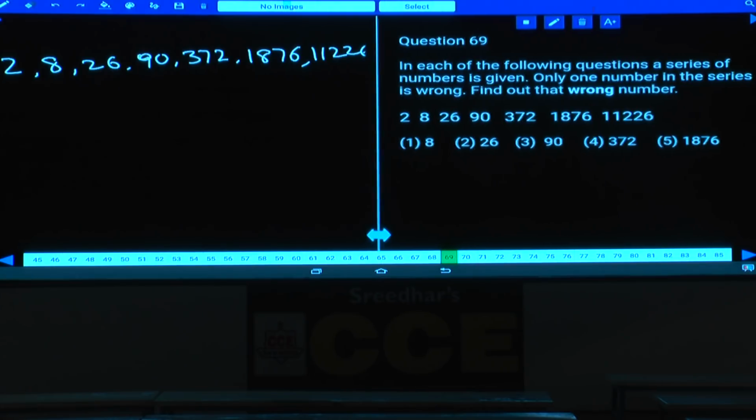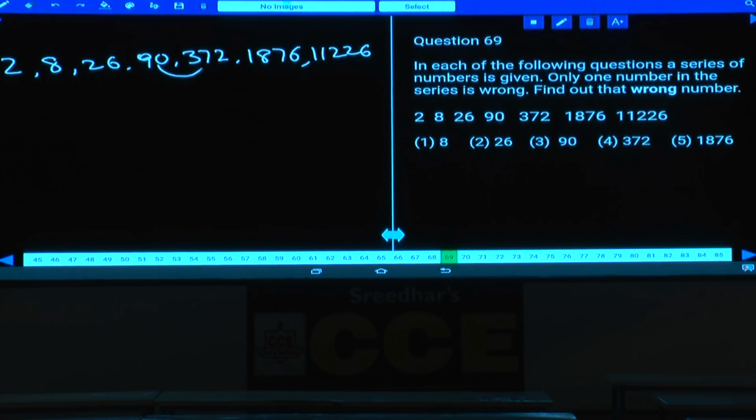Now if you observe the combination, 90 and 372, what is the relation between these two? It is nearer to 4. 90 into 4 is 360. 360 plus how much? 360 plus 12 is 372. Then 26 and 90. Now 26 into 3 is how much? 78. 78 plus 12. Then 8 and 26. 8 into 2 is 16. 16 plus 10 is 26. Next, 2 and 8: 2 into 1 plus 6.